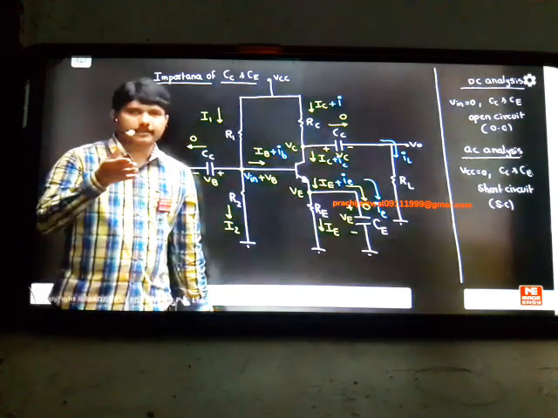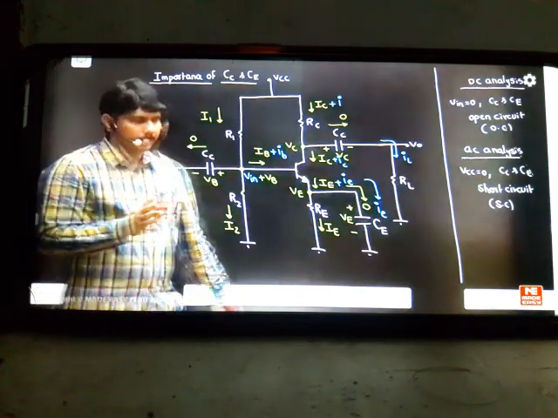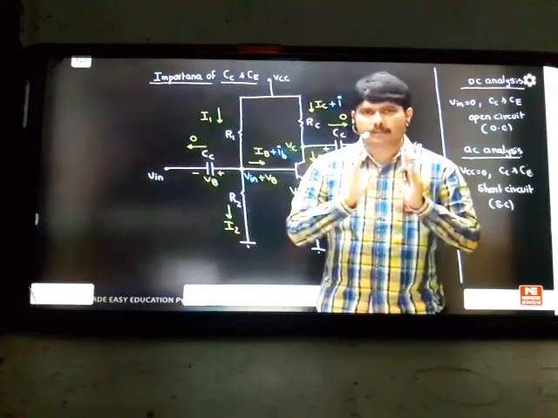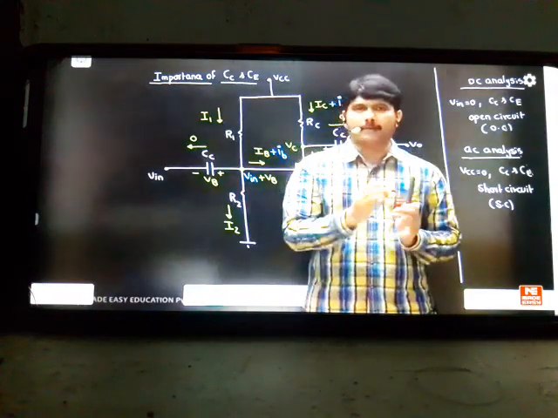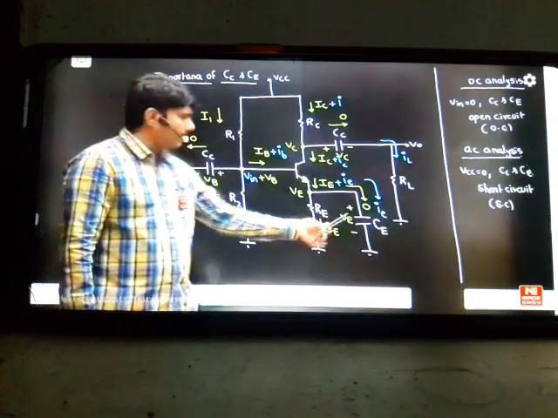So we kept a bypassing route for that AC current, such that when the AC current comes, it will not see capital R, it will just divert the route. Suppose you have a main road like this, and I don't want to take the main road, I want to bypass it. Therefore, I'll keep some other path for it. So for AC current, that RE effect we don't want. That's why we kept a path for it. That path is nothing but the CE path.